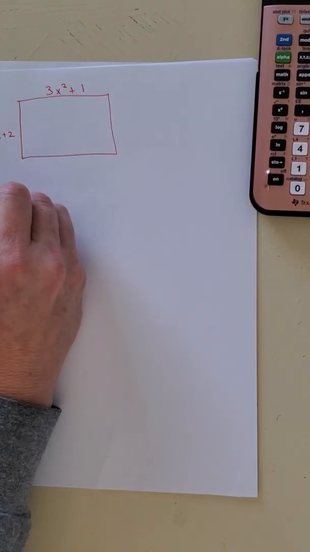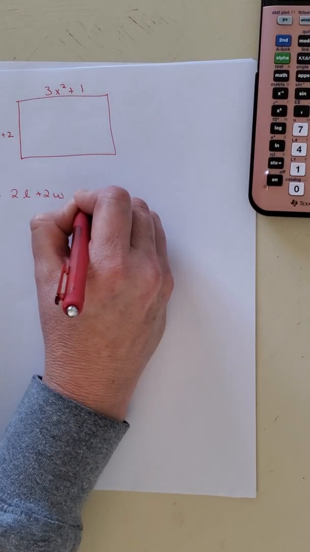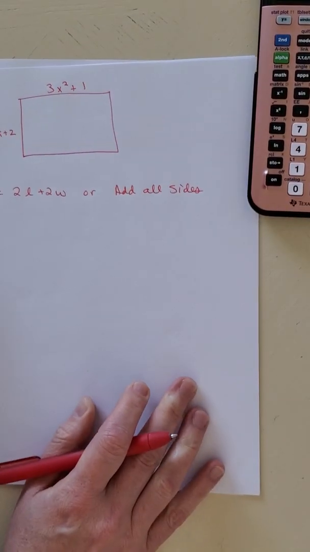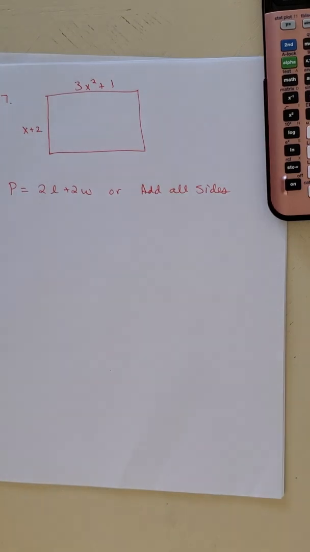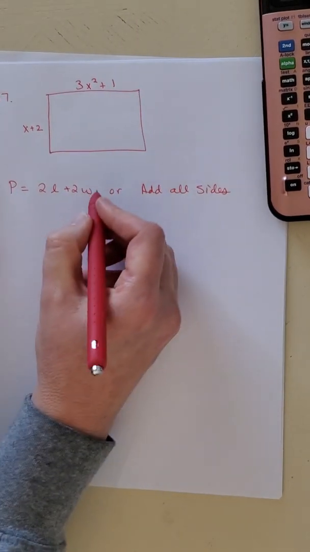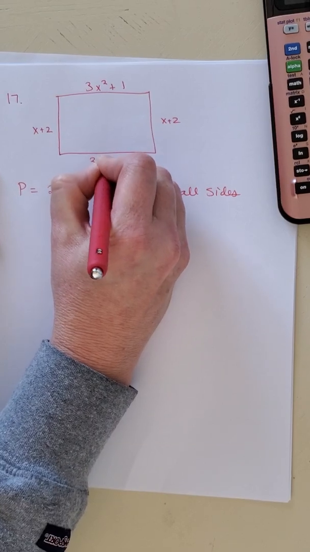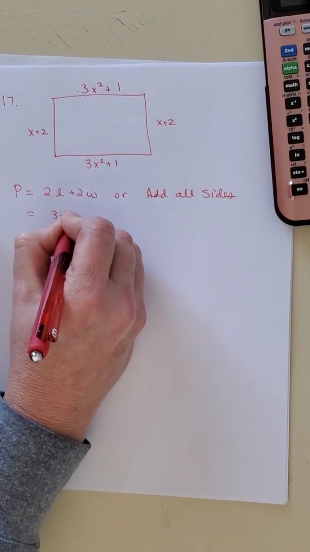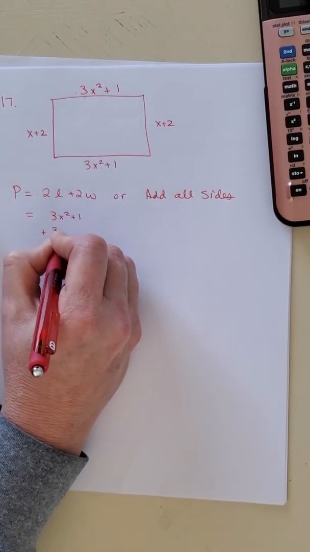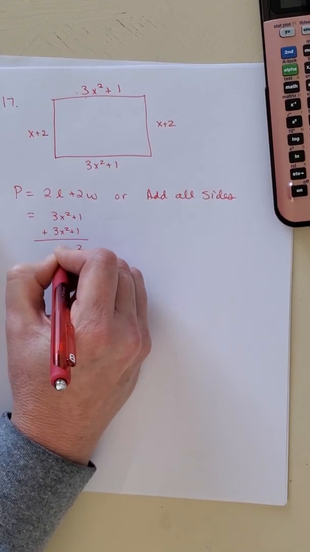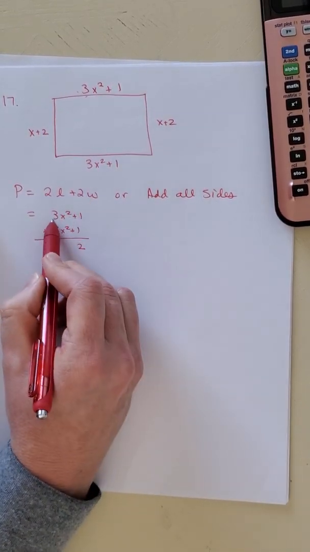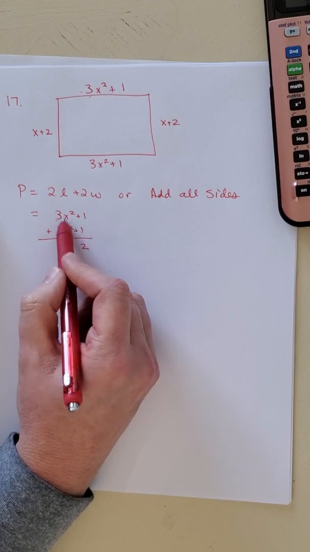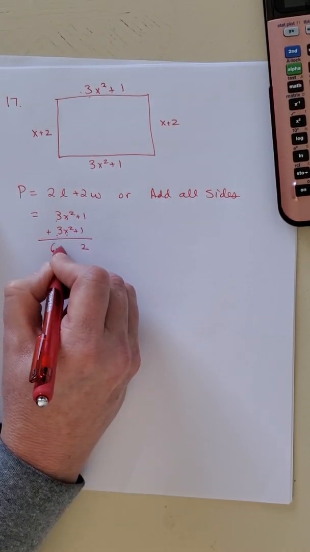All right, so to find the perimeter, perimeter is 2 lengths plus 2 widths, or add all sides. That is the definition of the perimeter. So I'm going to add all 4 sides. Don't forget we have to add all 4 sides. So I'm going to have 3x squared plus 1 plus, I'm just going to do this vertically, 3x squared plus 1, that's 2. Remember when you're adding, if you have 3 of something and 3 more, you don't have 6 of something new. You have 6 x squareds, and then plus 2.